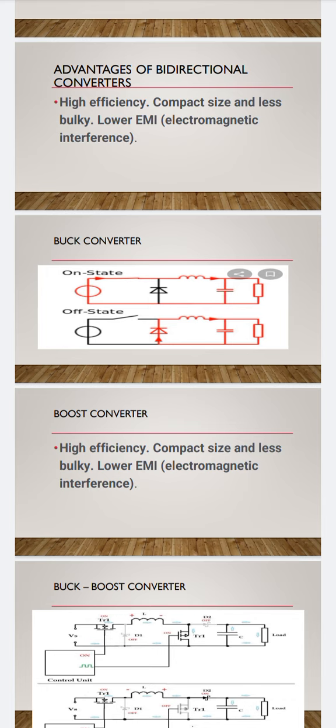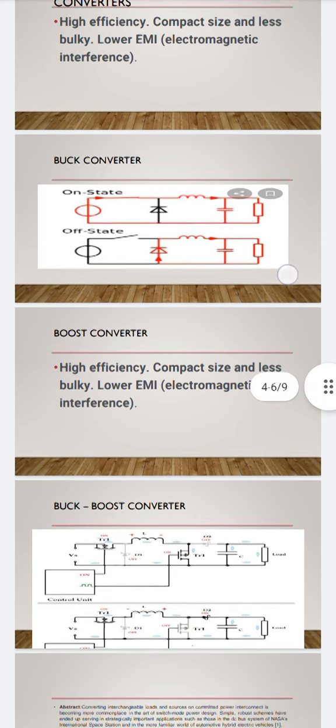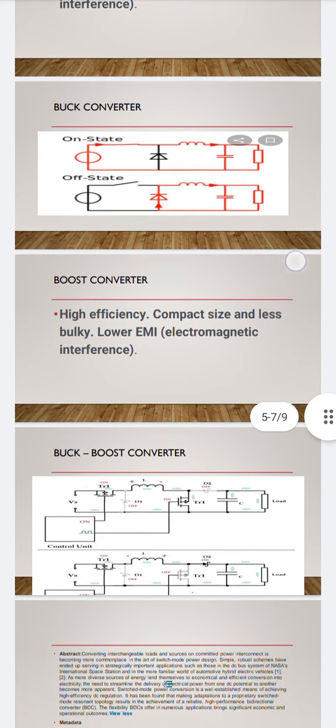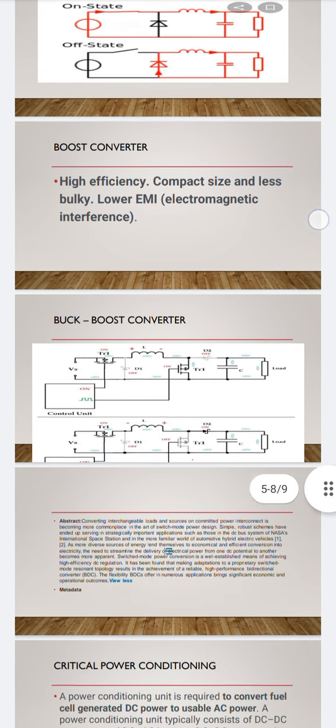The boost converter converts one form of voltage into a higher form of voltage. Suppose if we supply 100 volts, it converts into 150 volts during the on period, and it supplies the energy of the inductor as it was stored previously. Now there is one more type of converter, the buck boost converter.